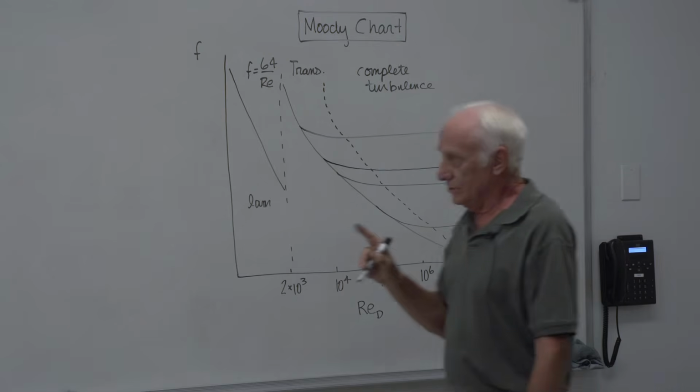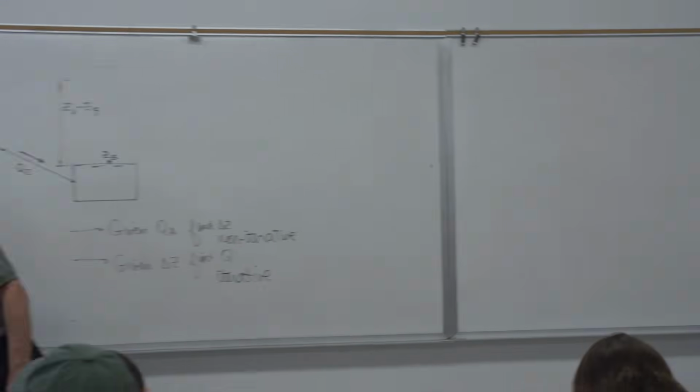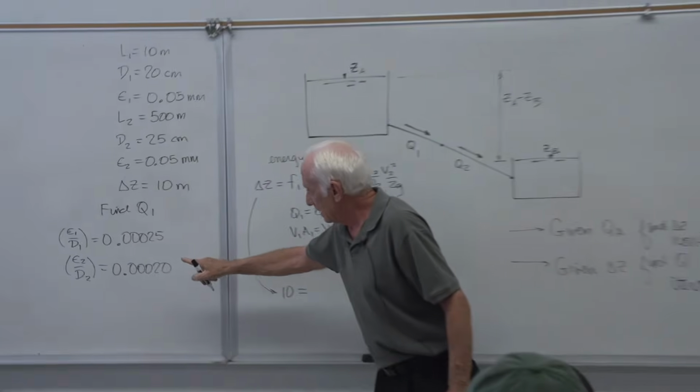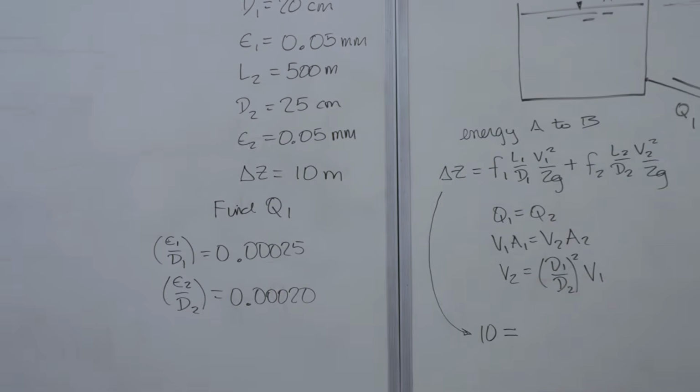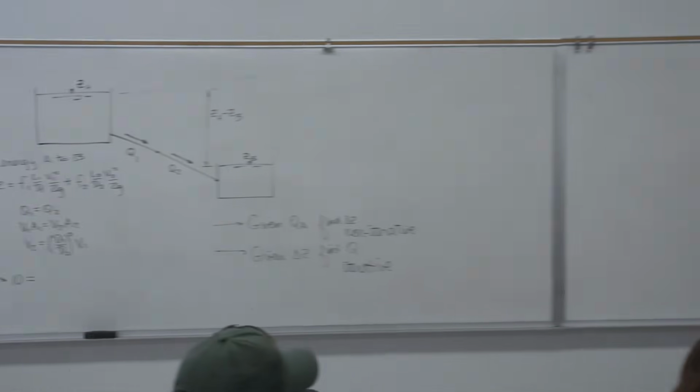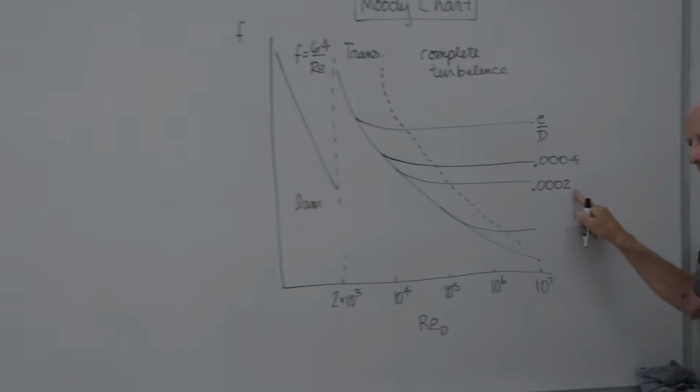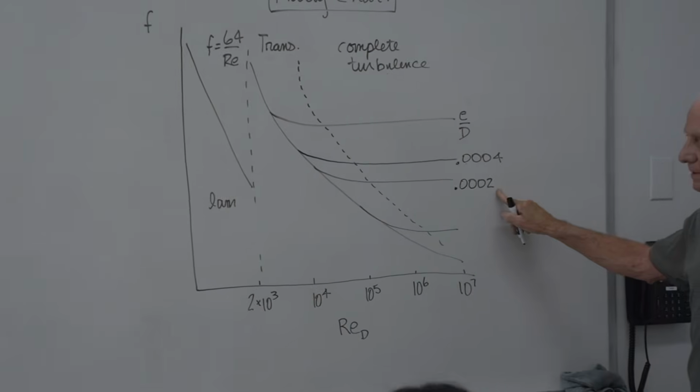So what you do is you go over there to epsilon over D. Let's take the easy one first. Epsilon over D, 3 zeros and 2. There's a line on the Moody chart, label that.